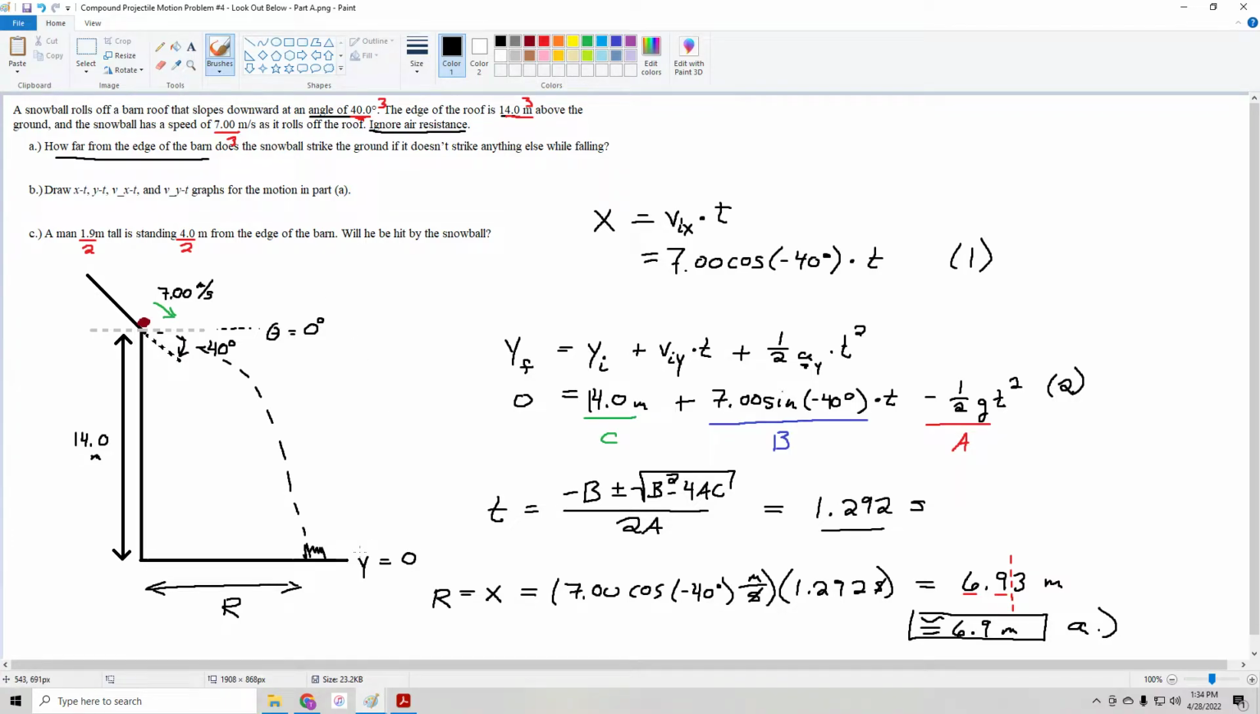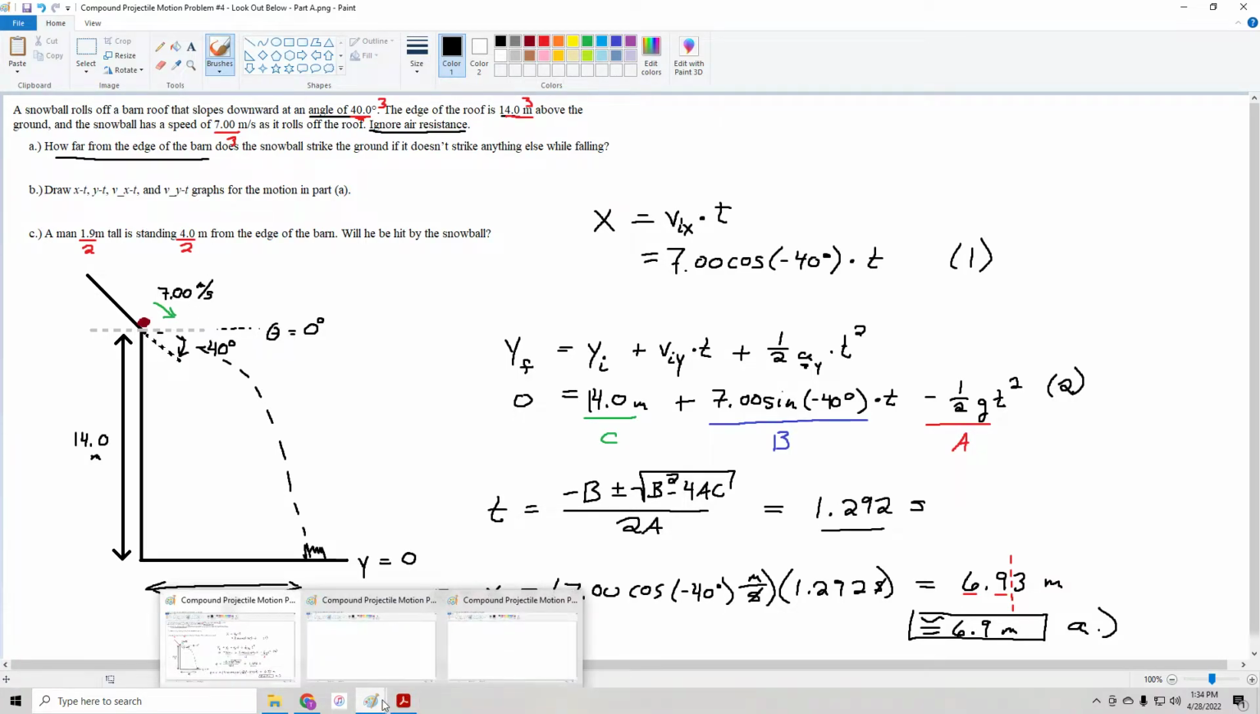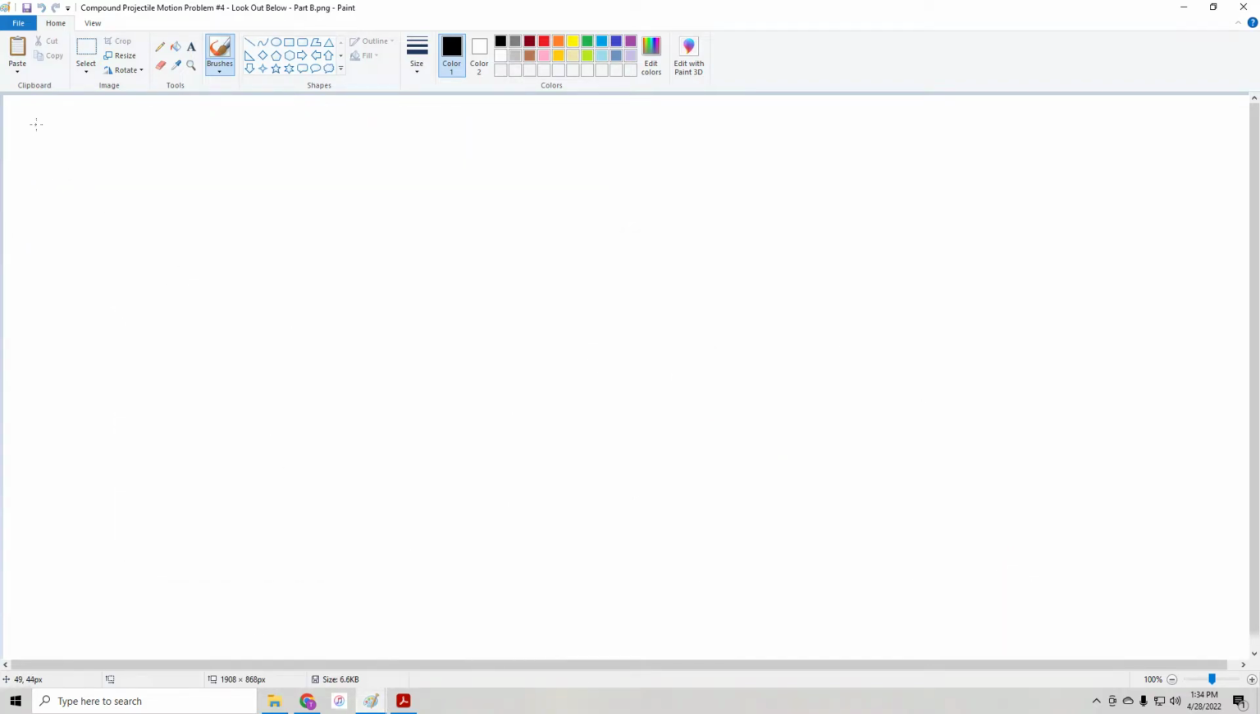Now, what about part B? We have to draw a bunch of different graphs for this kind of motion. And, thankfully, we don't have to really calculate much if we get the general idea of what these should look like. So let's start off with an xt graph. We know that the t is going to be on the x-axis and the x is going to be on the y.